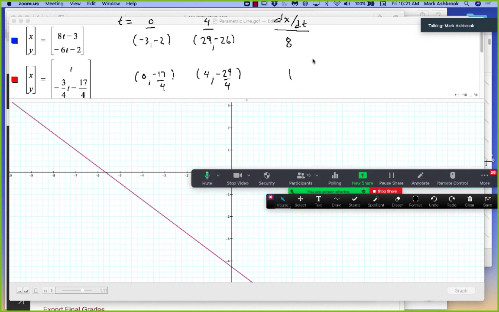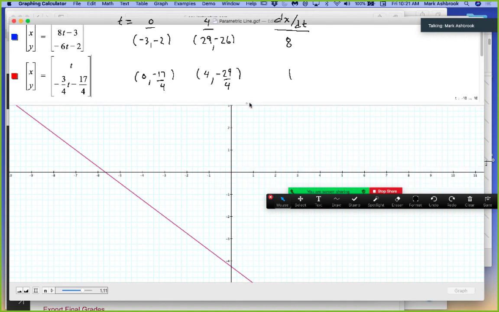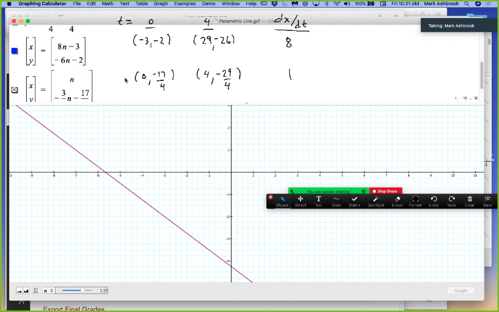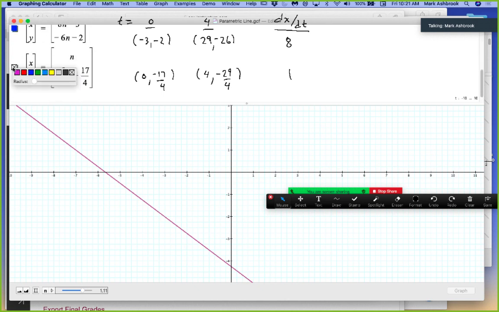And we could argue the same thing about dy. We could do dy dt and look at the same thing. So if I were to come down here, we get the blue line and the red line. So let's do red. Make your radius a little bigger.